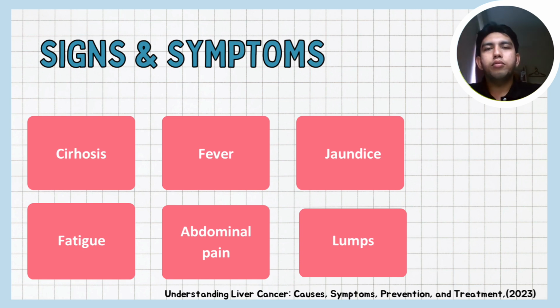Second one is abdominal pain. For the abdominal pain, usually it will be on the right side because the liver is on the right side of the body, same as the lumps. If the HCC is severe, you will see the lump on the right side of your body.